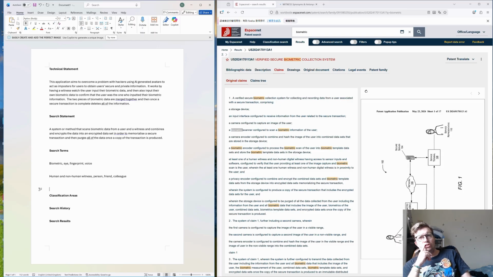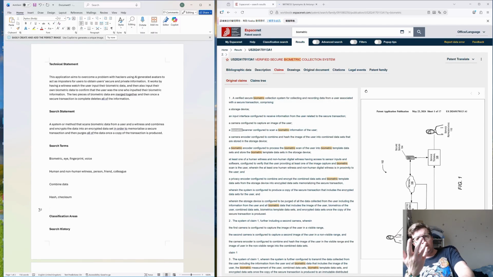So we've got combining data, combined data. That's another key feature. I think there was hash. I believe I saw the word hash in there. Hash is also known as a checksum. And what else? Well, we had the problem. What was the problem? Hackers, AI. So we've got avatars, AI. These sorts of things.